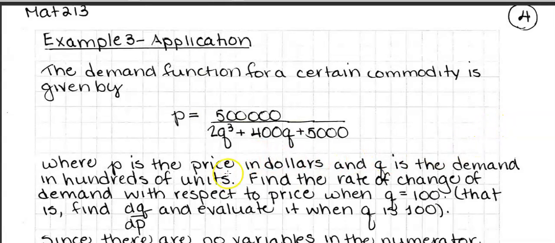Now it's important to read this carefully. We want to find the rate of change of demand. The demand variable is Q, and rate of change is telling us to take the derivative of Q with respect to P. Okay, it's very important to get this the right way round. You don't want to do it backwards. So we're looking for dQ/dP, and then we want to evaluate it when Q is 100.